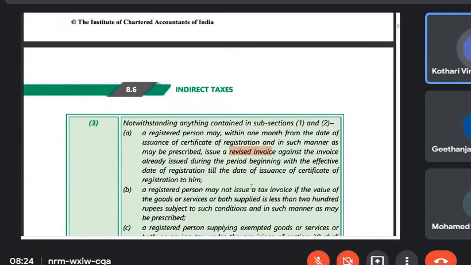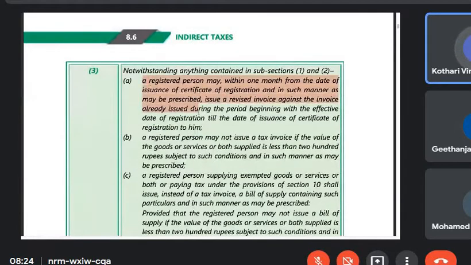So this is the first document. First document, tax invoice. Second document is revised invoice. Only in one situation, that also only if the person is registered within 30 days, then only this revised invoice will come. If he is not registered within 30 days, then what will happen? Effective date of registration is the date of certificate of registration. Then no revised tax invoice will be issued.